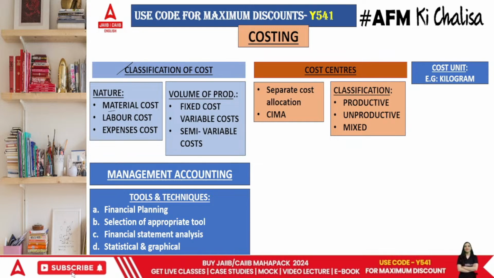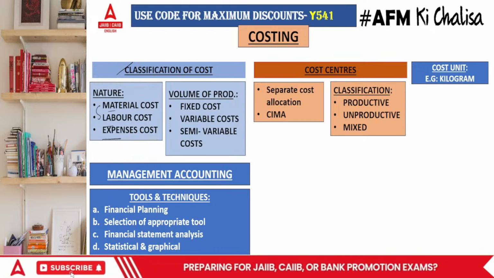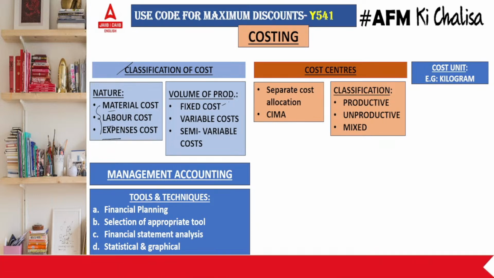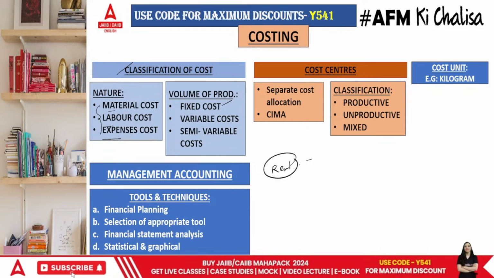Material cost, labor, and expenses. If this is exclusively linked with your production, that's called direct. If it is not linked with it, it is called indirect. Then there is volume of production. Fixed cost remains fixed. For example, the rent that you are paying will not change if you produce more or less. Variable costs are the costs which vary with production.